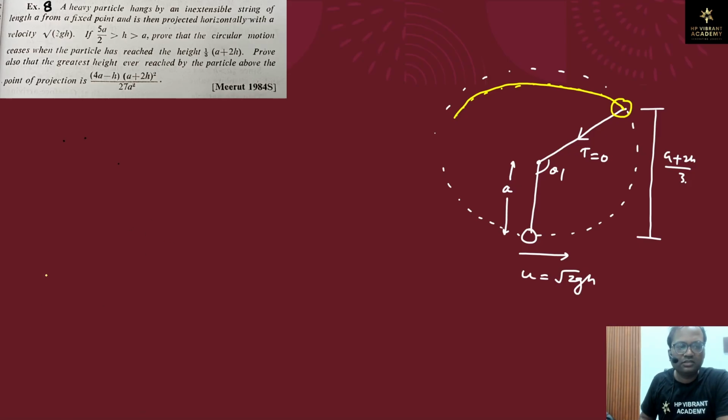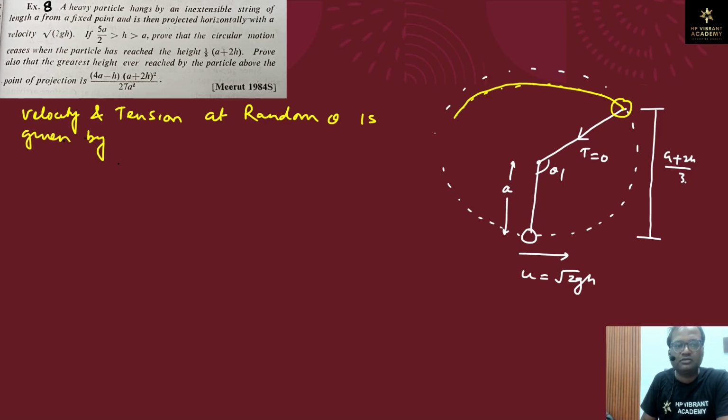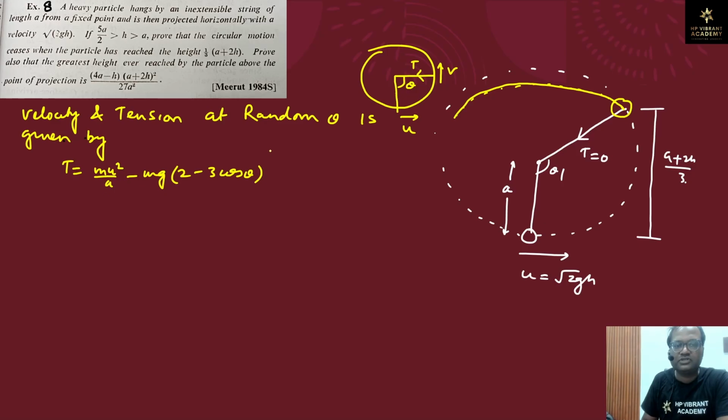So we know the velocity and tension at a random theta. Suppose we consider a circular motion like this. At a random theta, what will be the tension and the velocity if the initial velocity is u? The tension is given by T equal to mu square upon a minus mg into 2 minus 3 cos theta, and the velocity is given as v square is equal to u square minus 2ag into 1 minus cos theta.